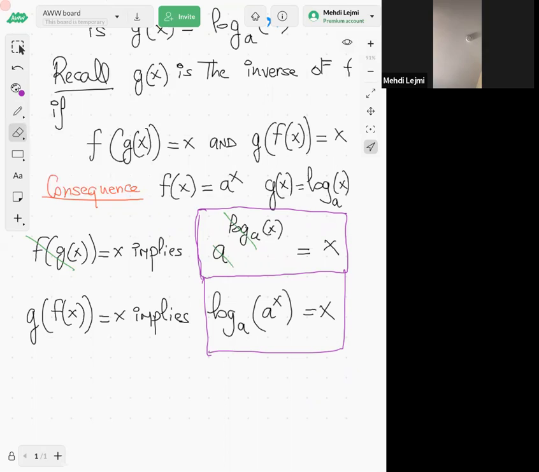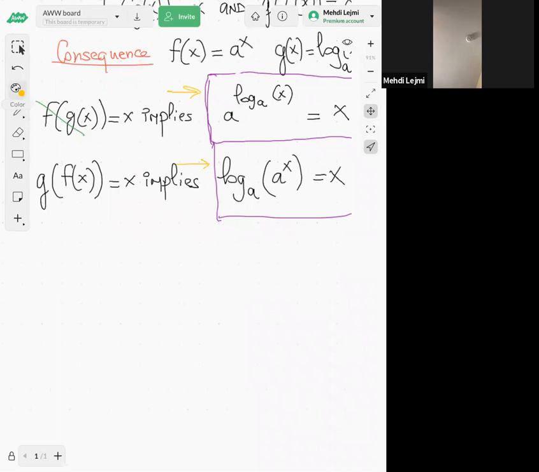I'm going to just erase the... So this is a to the power log in base a of x equal to x, and the same when you start with the log and then you have the exponential, they cancel out, and you get x, right? So you have to keep in mind, you have to memorize these two identities, this one here and this one here. So for example, let's have some examples, right? How can I use these identities?